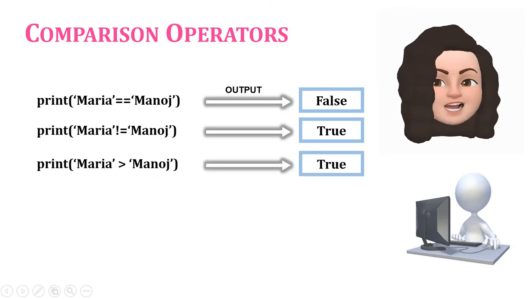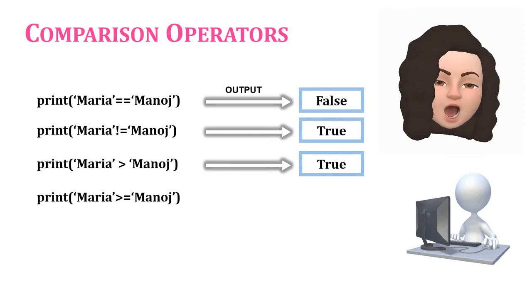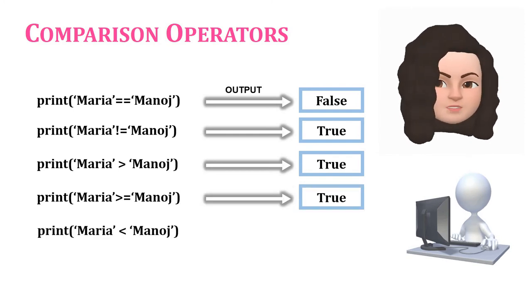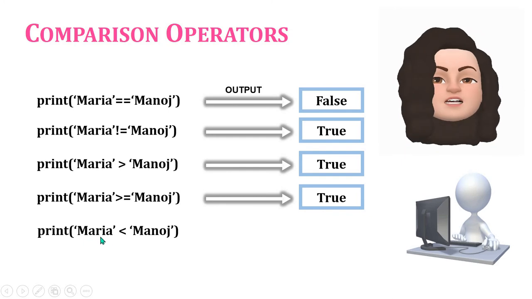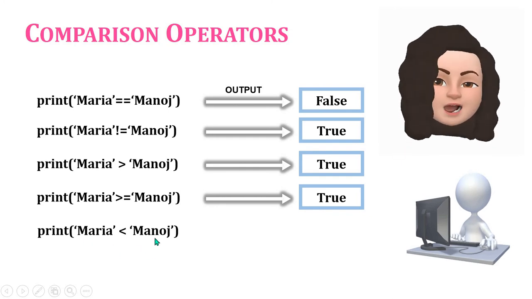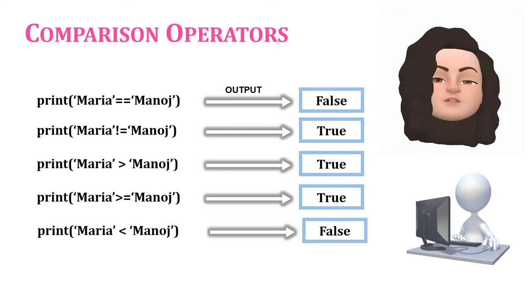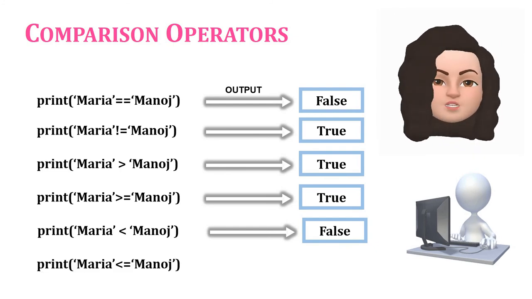Okay. Now, Maria greater than or equal to Manoj? Yes. If it is greater than, then greater than or equal to Manoj will give the output as true. Is Maria less than Manoj? Next one. See, it will compare the first letter, it is equal. Then compares the second letter, both are equal. Comparing the third letters, r and n. r is not less than n. r is greater than n. Hence, the output is false. And Maria less than or equal to Manoj is also false.